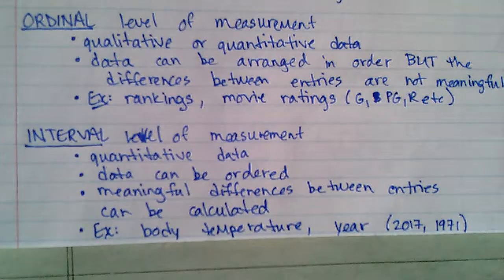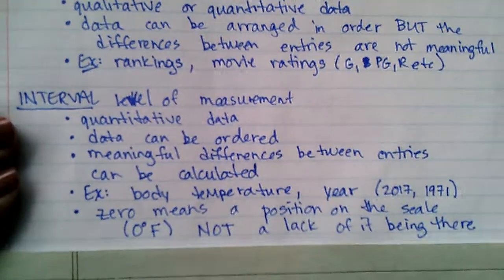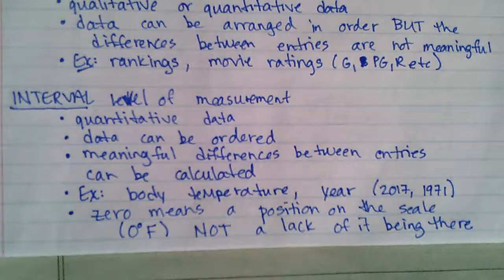The difference between temperatures being 50 degrees is 20 degrees different than 70 degrees, and between 70 and 90 is also 20 degree difference. At the interval level of measurement, 0 means a position on the measurement scale, not a lack of it being there. So if I say it's 0 degrees Fahrenheit, that does not mean we don't have any temperature. That just means it measures at 0.